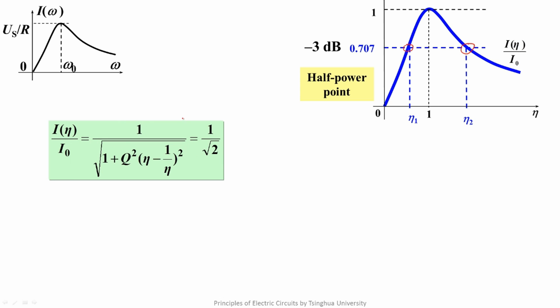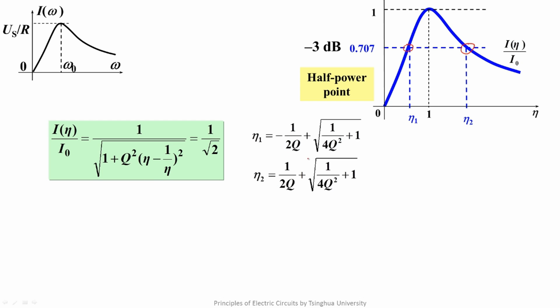In the general resonant frequency characteristic, its value is defined as 1 over the square root of 2. Q is supposed to be an undetermined coefficient, so this is a quadratic equation of eta. We can easily solve the two roots of the equation. Their expressions are a little complicated, but it doesn't matter. The frequency which we are interested in is here. We can get a simple expression: eta 2 minus eta 1 equals 1 over Q.